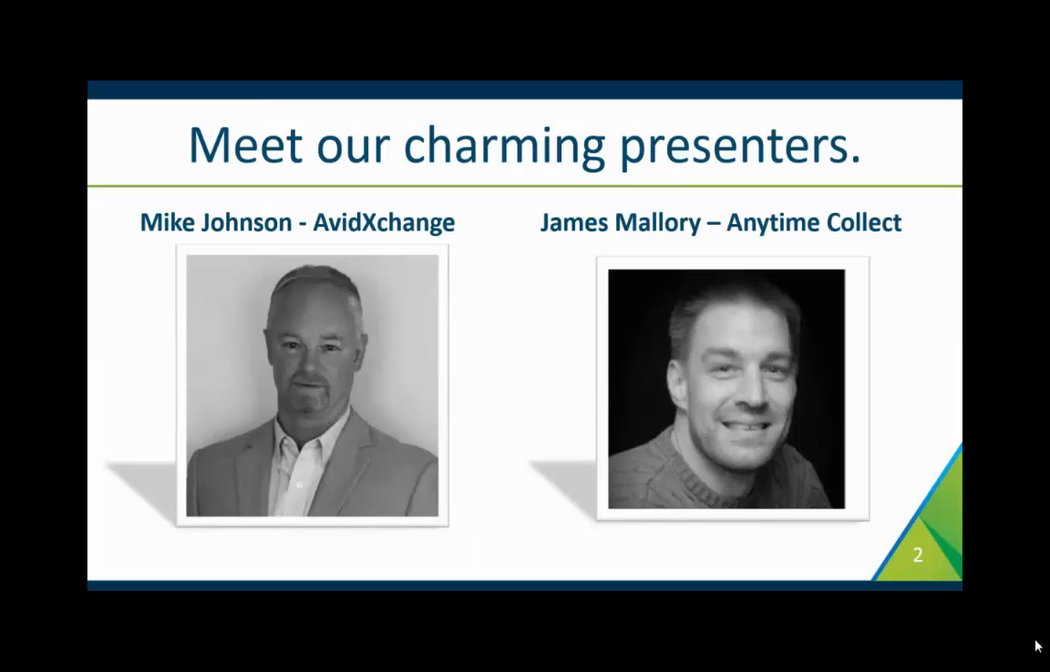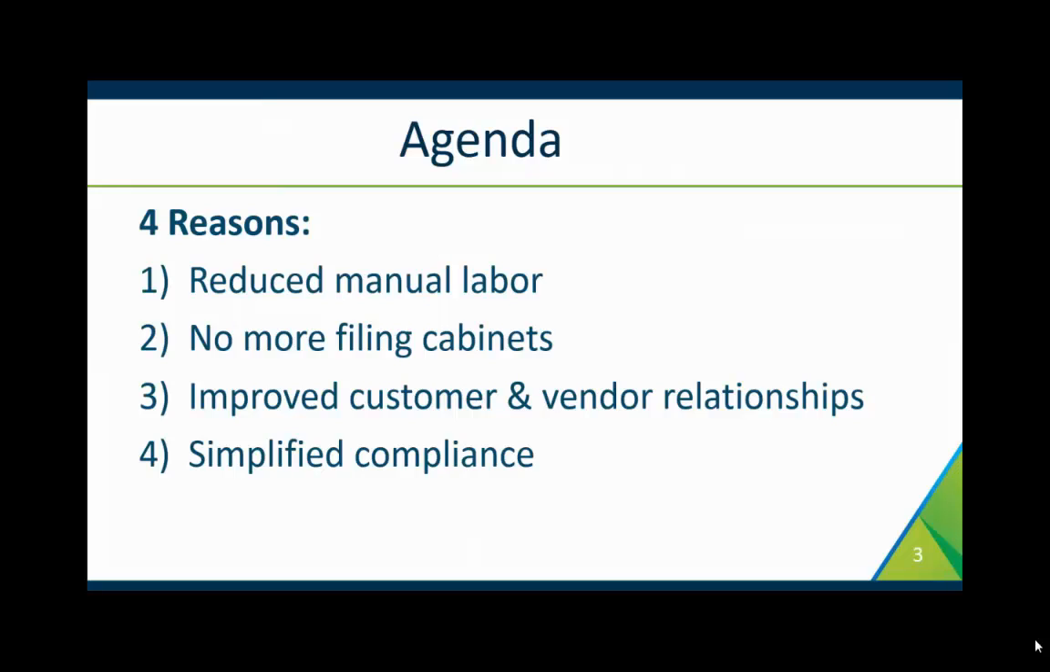So James and I are going to have somewhat of a conversation today for those in attendance. From the 4 reasons, this is our quick agenda: reducing manual labor, no more filing cabinets, improved customer and vendor relationships, and simplified compliance. These are things that are happening both in the accounts payable part of the business as well as accounts receivable. As we go through this, we're going to talk about what he's seeing on the receivable side and what I'm seeing on the payable side, some of the drivers and reasons why people are looking to automate it.